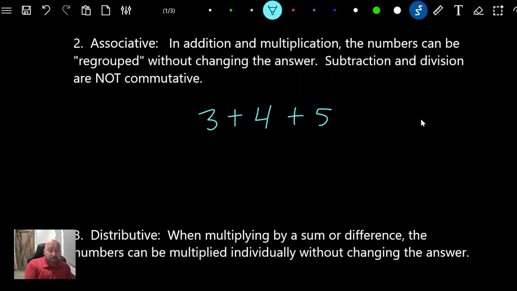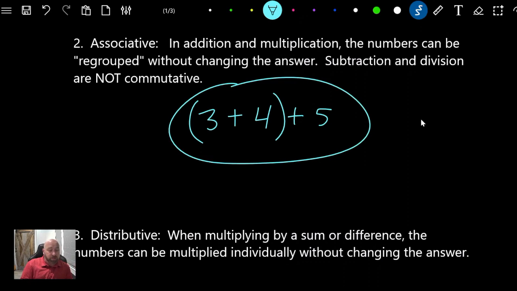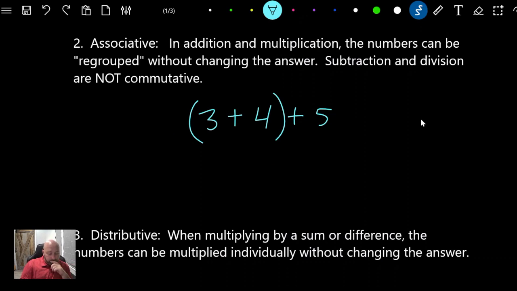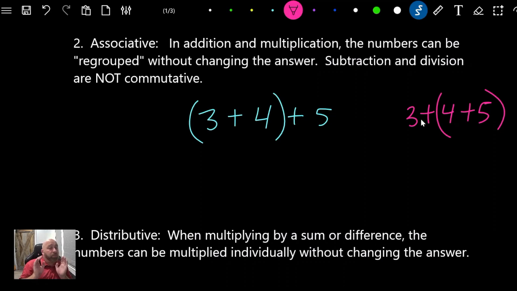Now, I can group these. Okay, I just made a grouping. So I just took 3 and 4 and I put it into a group. You group things with parentheses. Maybe you've seen things like this already. What it says is that I could take this and I could regroup it and get the same answer. So I could say 3 plus 4 plus 5. And now I'm going to regroup it. I'm going to change the grouping, and I'm going to group 4 plus 5.